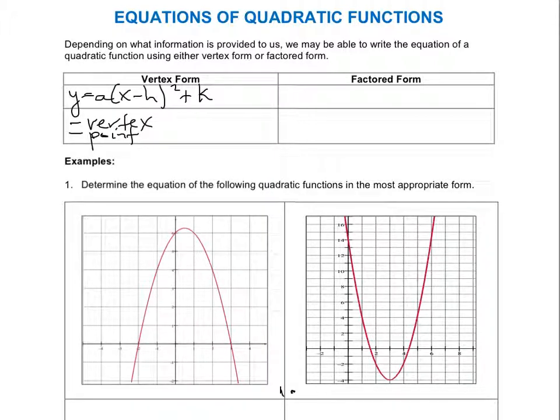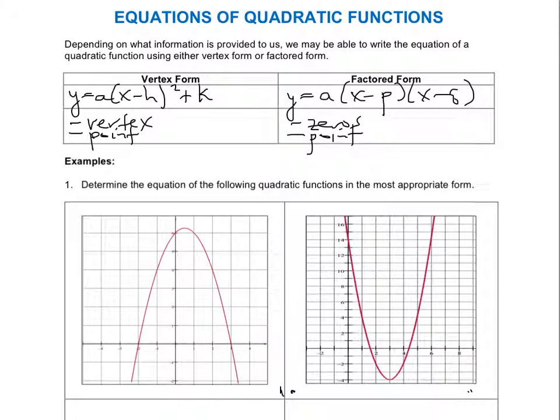In vertex form, the equation is y is equal to a(x minus h) squared plus k. You need the vertex and a point. In factored form, the equation is y is equal to a(x minus p)(x minus q). For this form, you need the zeros and a point.